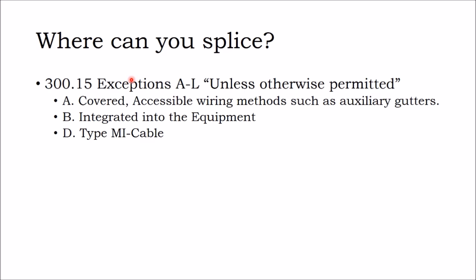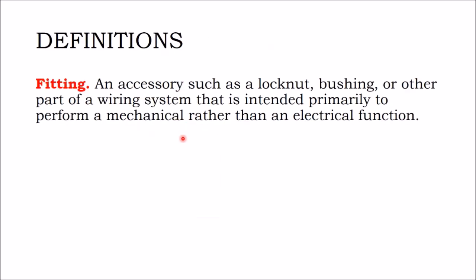So in covered, accessible wiring methods such as auxiliary gutters, you can do splices. The splices are integrated directly into the equipment. If you have a type MI cable, that's a mineral sheathed cable, that's a little bit stronger than others.